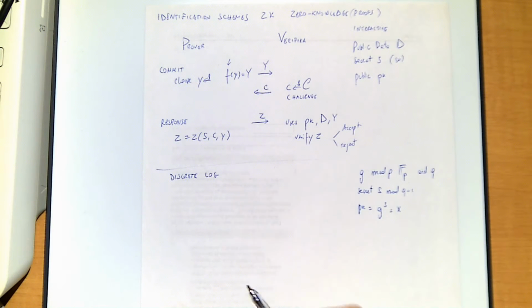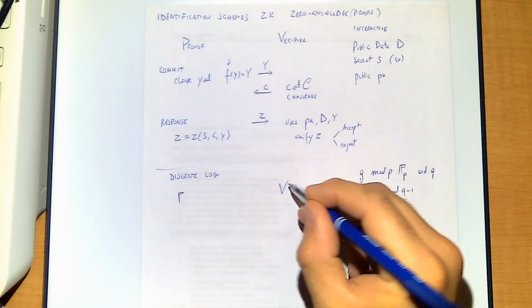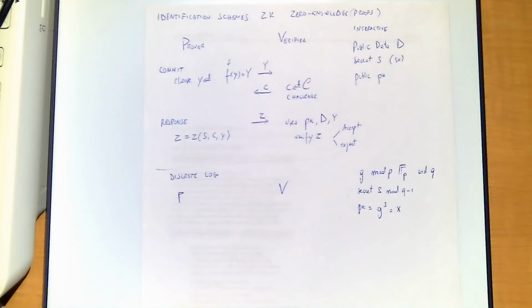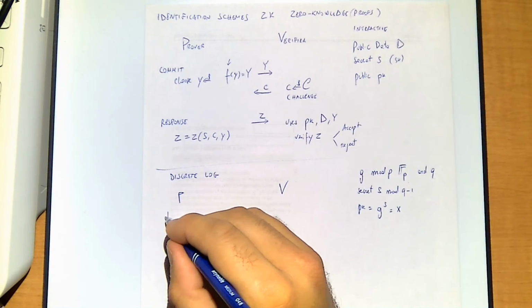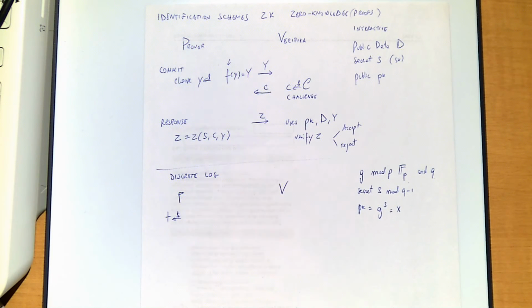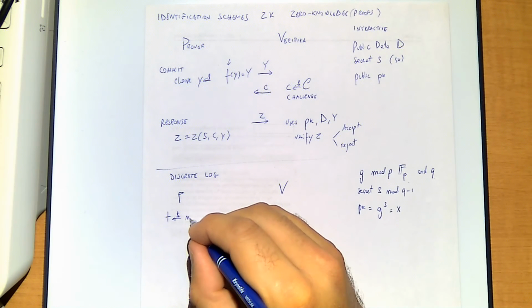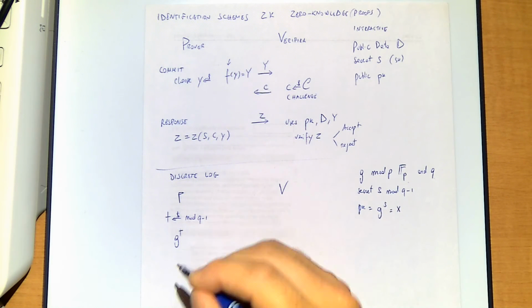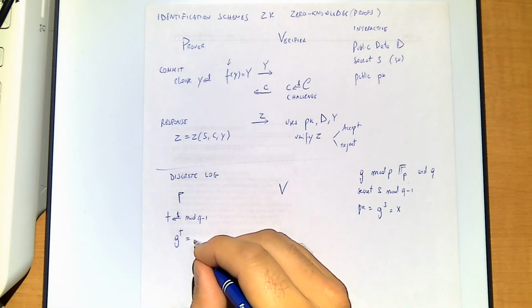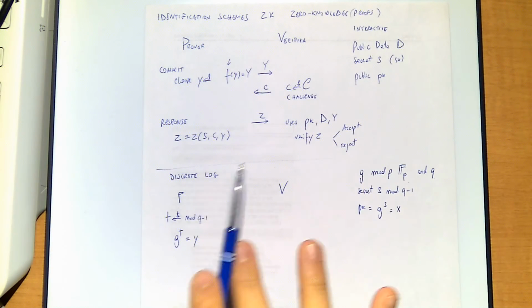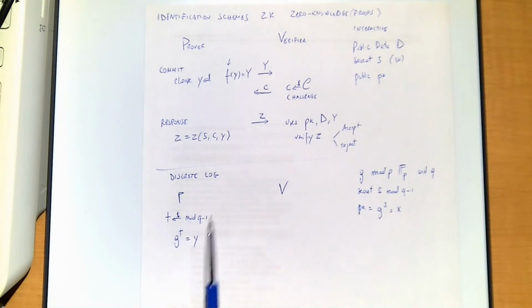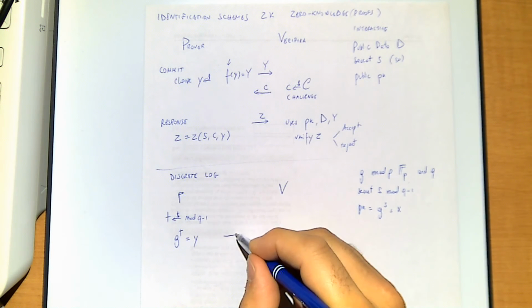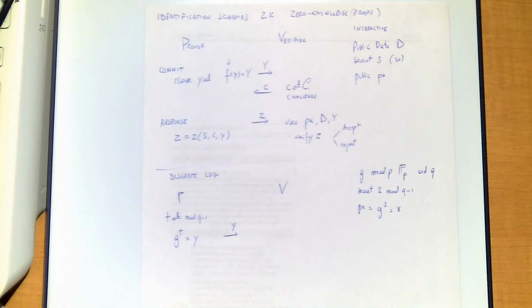Now, we said the prover and the verifier are communicating. The prover is going to create an ephemeral instance. So it chooses another exponent T at random, again mod Q minus 1, and then computes G to the T. Let's call this Y. So you see, in this case my function is the same as the public key one. Then I'll send this Y to the verifier.